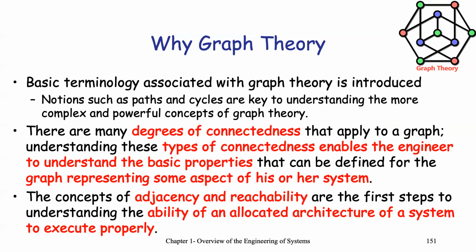So in terms of basic terminology associated with graph theory, we're going to introduce that. Notions such as paths and cycles are key to understanding the more complex and powerful concepts of graph theory. There are many degrees of connectedness that apply to a graph. So we'll get a chance to get an introduction and hopefully understand these types of connectedness and how this would enable an engineer to understand the basic properties that can be defined for the graph representing some aspect of his or her system. The concepts of adjacency and reachability are the first steps to understand the ability of an allocated architecture of a system to execute properly.